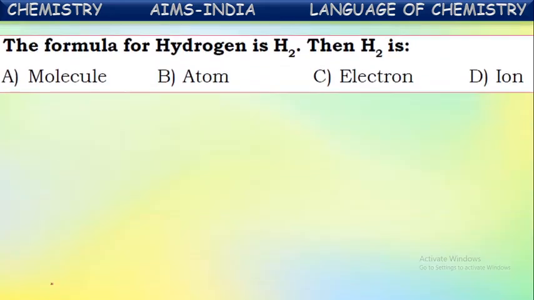Next, the formula of hydrogen is H2. Then what is this H2? What is it representing? It is representing a molecule, because there are two atoms combined together to form a group of atoms which are called molecules. So H2 is a molecule. There each H represents one atom of hydrogen. There are two atoms of hydrogen in one molecule of hydrogen. Okay.